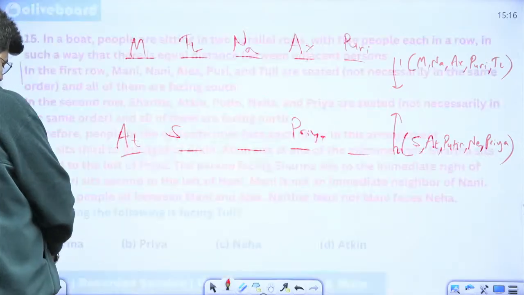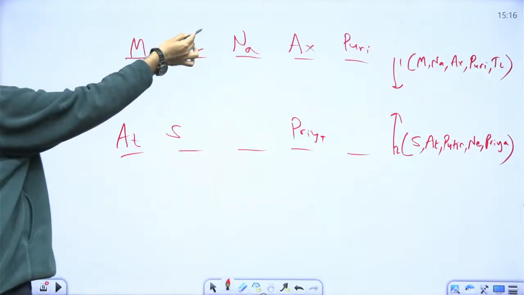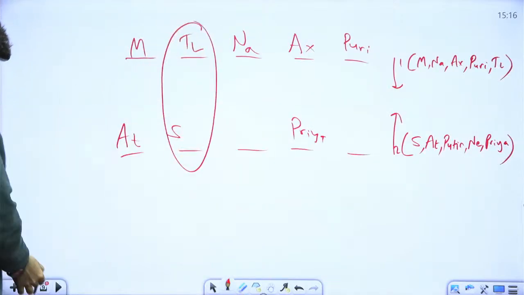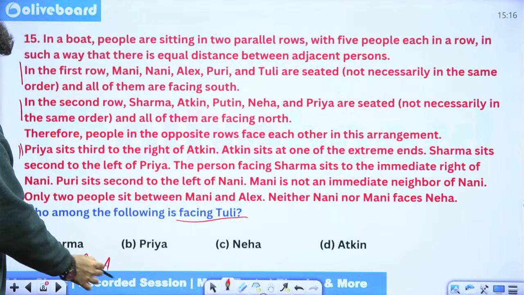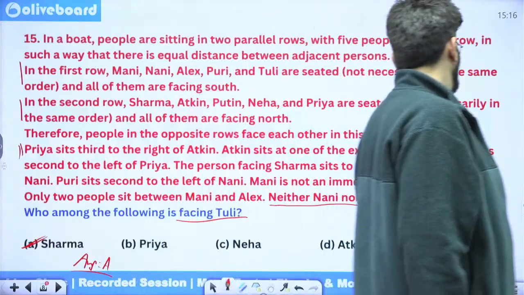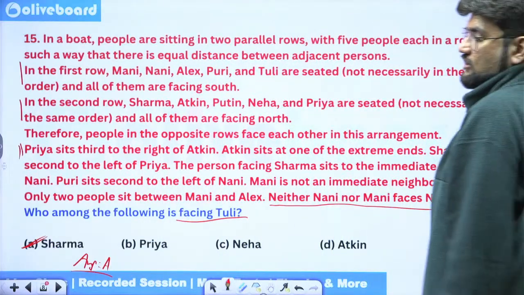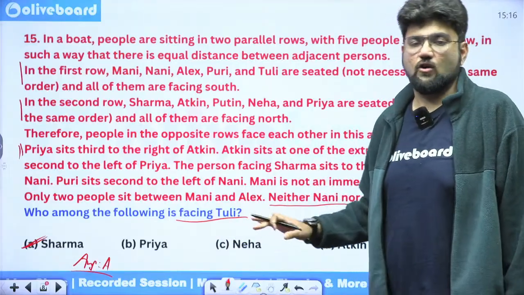The question is asking who faces Tulli? We can clearly see it is Sharma, so option A is the right answer. Now, you need not go further. There is only one line left in the end, but you don't need to visit it. You will be able to understand this if you have read the question beforehand. If not, then it is gone.